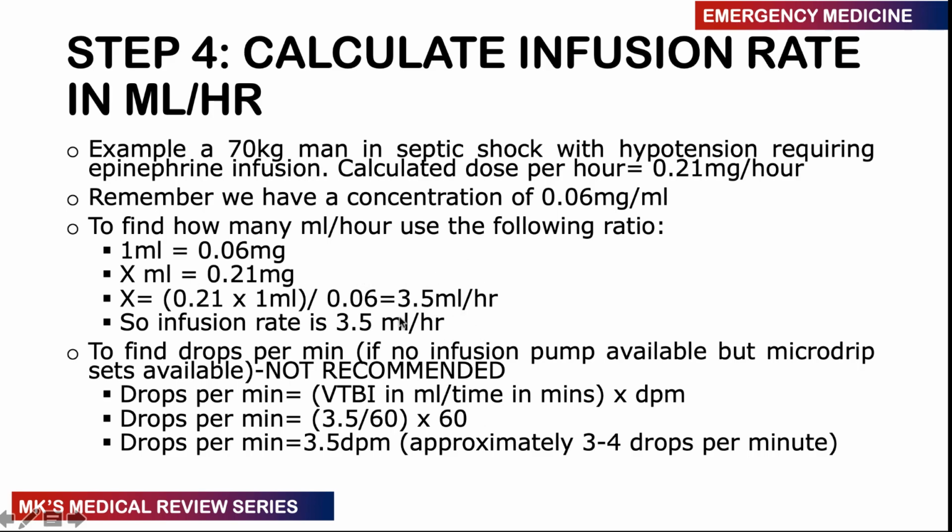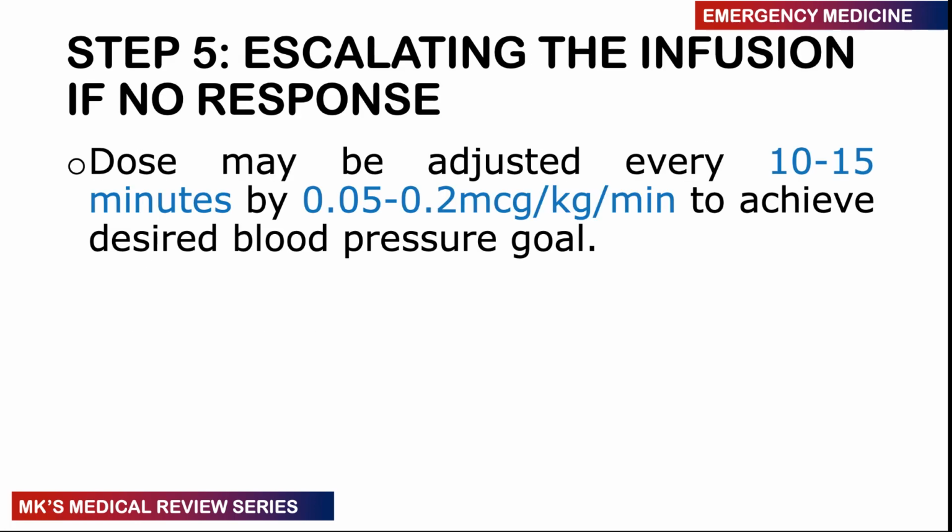So you're going to set the infusion rate at 3.5 mils per hour. If you want to find the drops per minute, this is strictly not recommended for this: your volume to be infused divided by the time multiplied by the drop factor. So you give about 3.5 drops per minute, so about 3 to 4 drops per minute. This is not recommended, by the way.